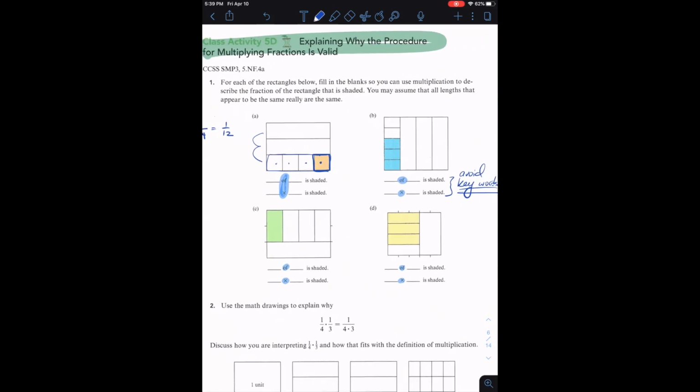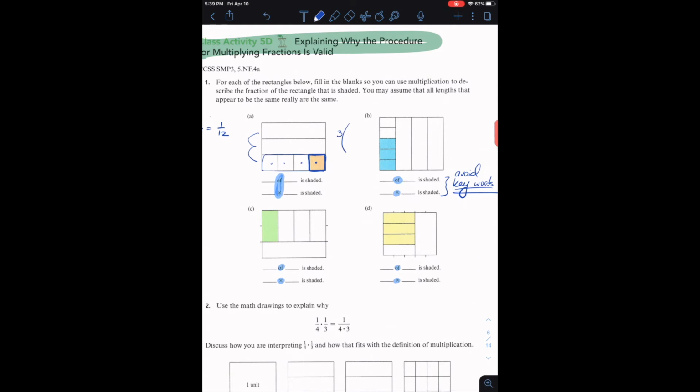So 1/12. Same thing here for B, for example. We have 3 pieces. All right, well, that's good to know. But how big is each piece? Well, each piece, we need 1, 2, 3, 4, 5 of them to fill that section. But we have 4 of those sections. So it's 3/20.